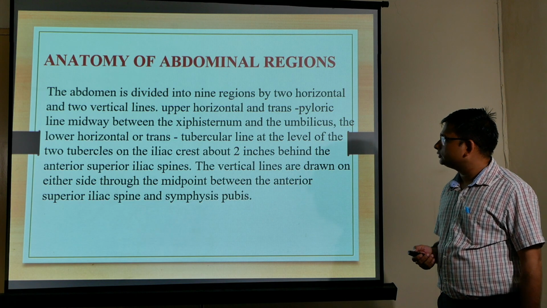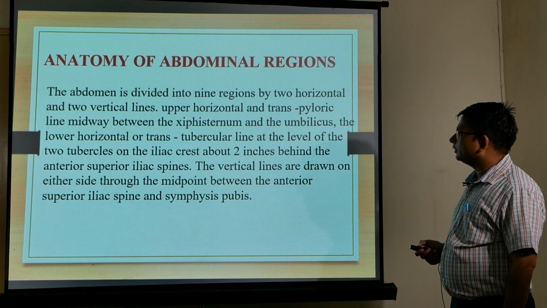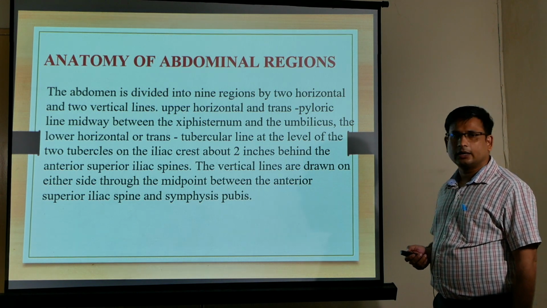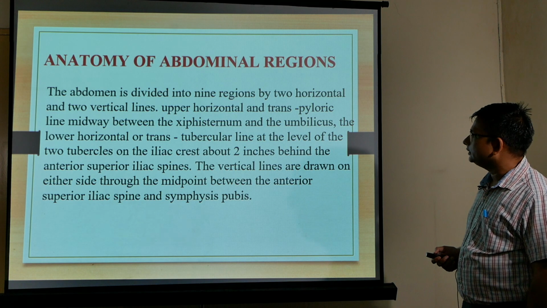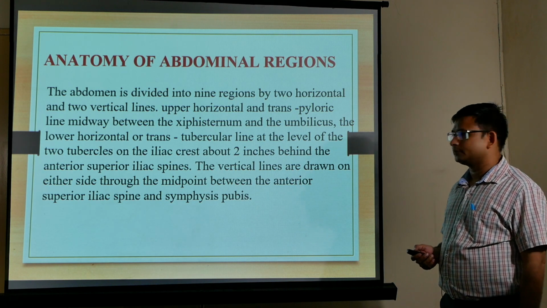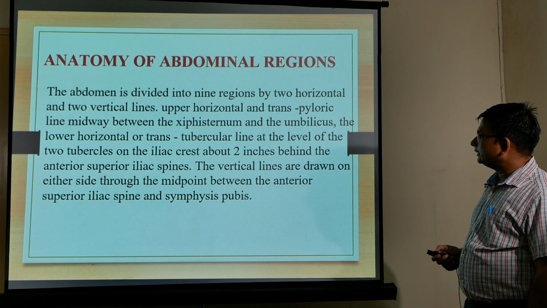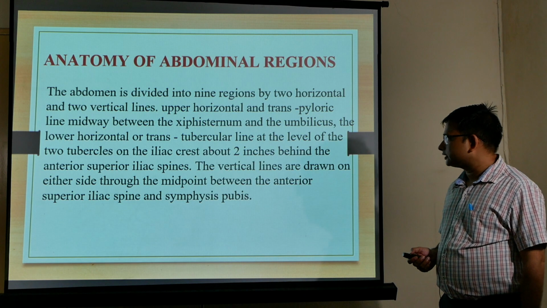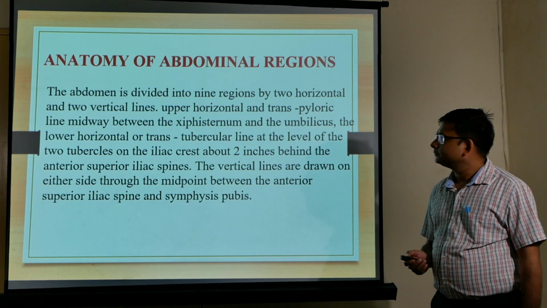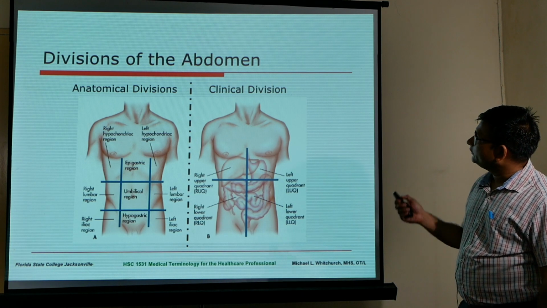The lower horizontal or transtubercle line lies at the level of 2 tubercles on the iliac crest, about 2 inches behind the anterior superior iliac spines. The vertical lines are drawn on either side through the midpoint between the anterior superior iliac spine and symphysis pubis. So this is the diagram which is showing the division of the abdomen.